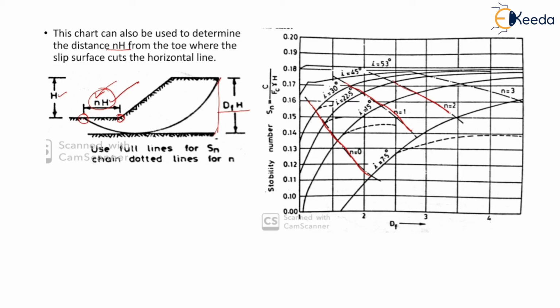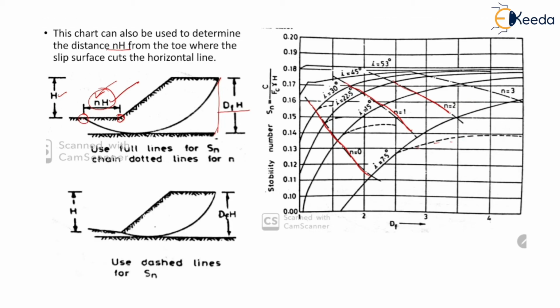Now here we can see another lines which are dashed. So these dashed lines are used when toe failure occurs. These solid lines are used when base failure occurs.